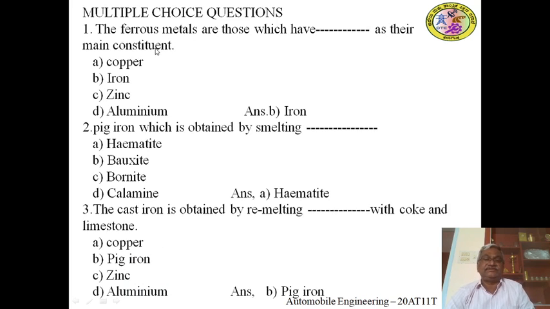Multiple choice questions. The ferrous metals are those which have iron as their main constituent. They do not contain copper, zinc or aluminium. Second question, pig iron is obtained by smelting hematite. Hematite is the iron ore, bauxite is aluminium ore, bornite is copper ore, calamine is zinc ore. Third question, cast iron is obtained by remelting pig iron with coke and limestone.